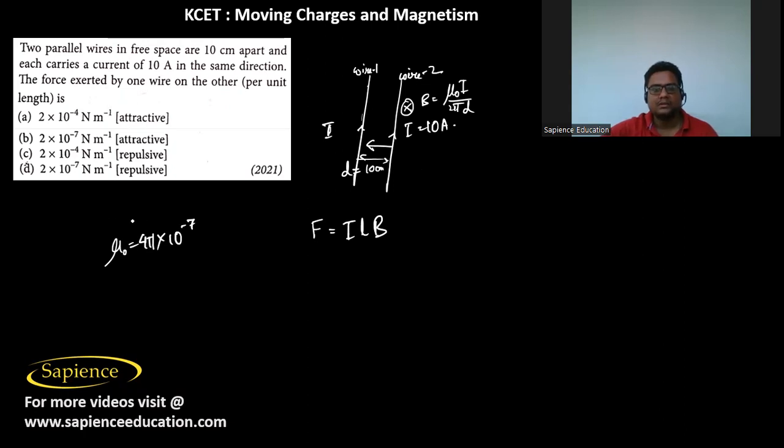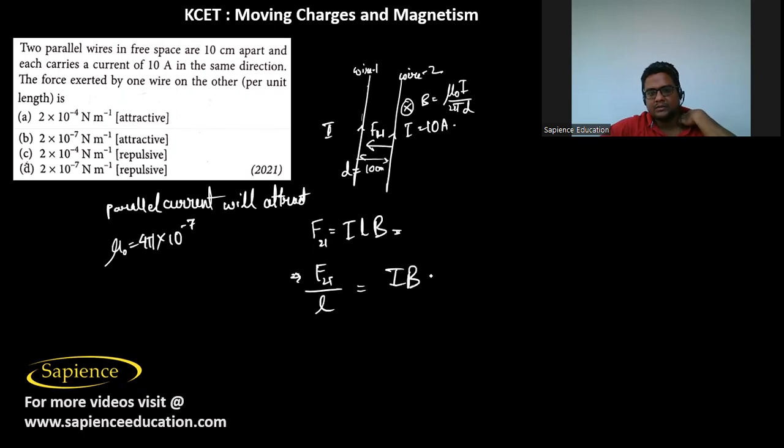We know that parallel currents will attract and anti-parallel currents will repel. So here we have parallel currents, so they will attract each other. The force on wire 2 due to wire 1 is ILB. So we have to find the force due to wire 1 per unit length. That will be equal to I into B, which is mu naught I square by 2 pi d.